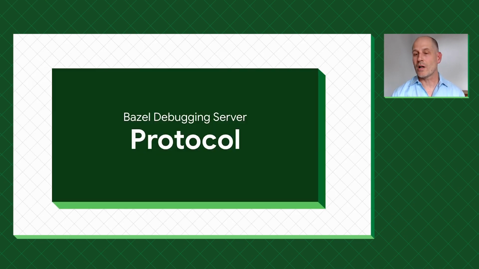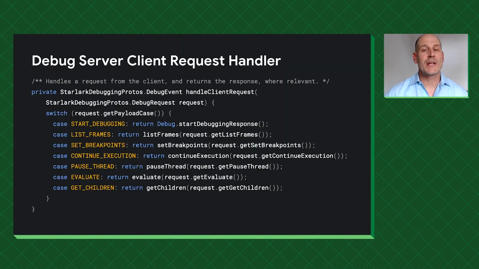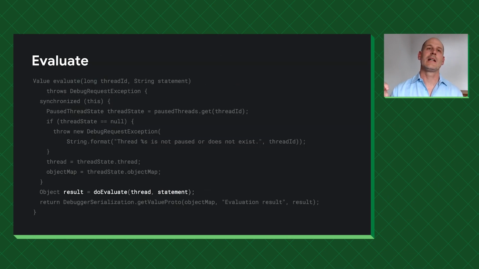Okay, let's peek at the protocol a bit. This client request implementation gives you a sense of the types of messages and what you can do with things. You can list stack frames, you can set breakpoints, you can continue, pause, step through threads, and then there's evaluate and get children, which I'll address separately. When a client issues an evaluate request, it's essentially sending a raw Starlark string, and that gets installed and evaluated into that particular thread with its current state.